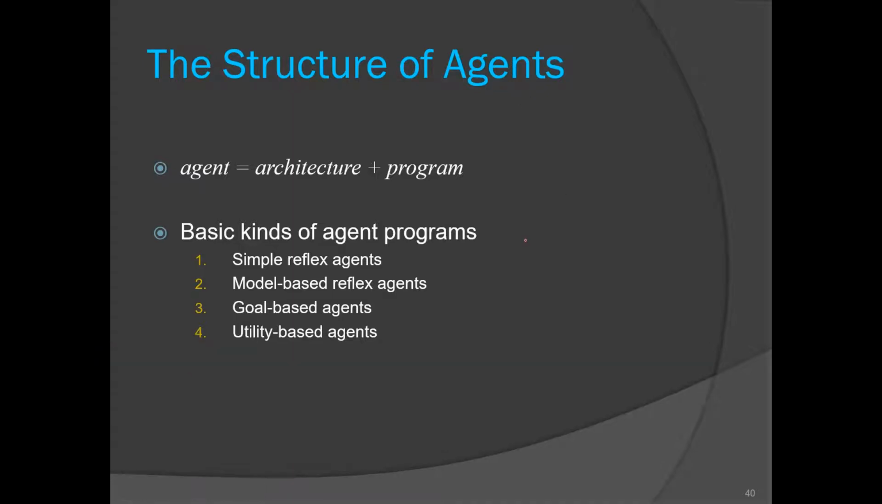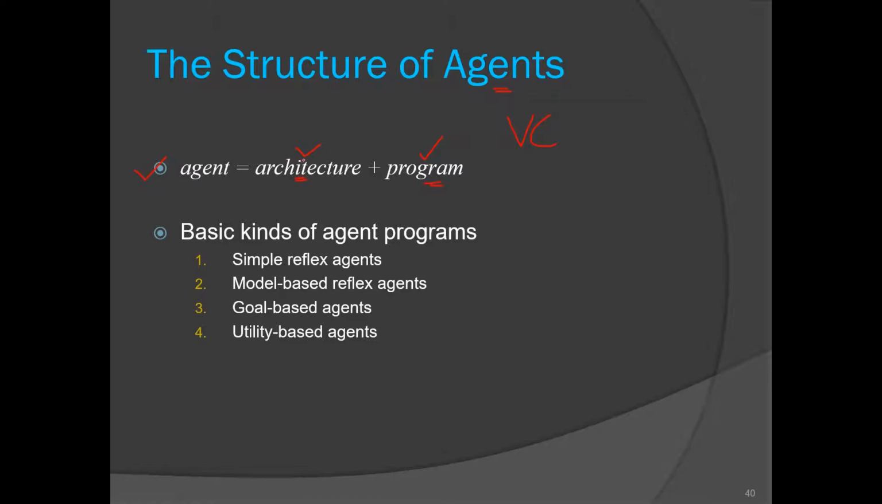If you consider any agent, for example our vacuum cleaner agent or our autonomous vehicle, our agent consists of hardware plus software, right? The software of our agent is known as the agent program, and the hardware part of the agent is known as the architecture. So we can say that an agent is a combination of architecture plus program.